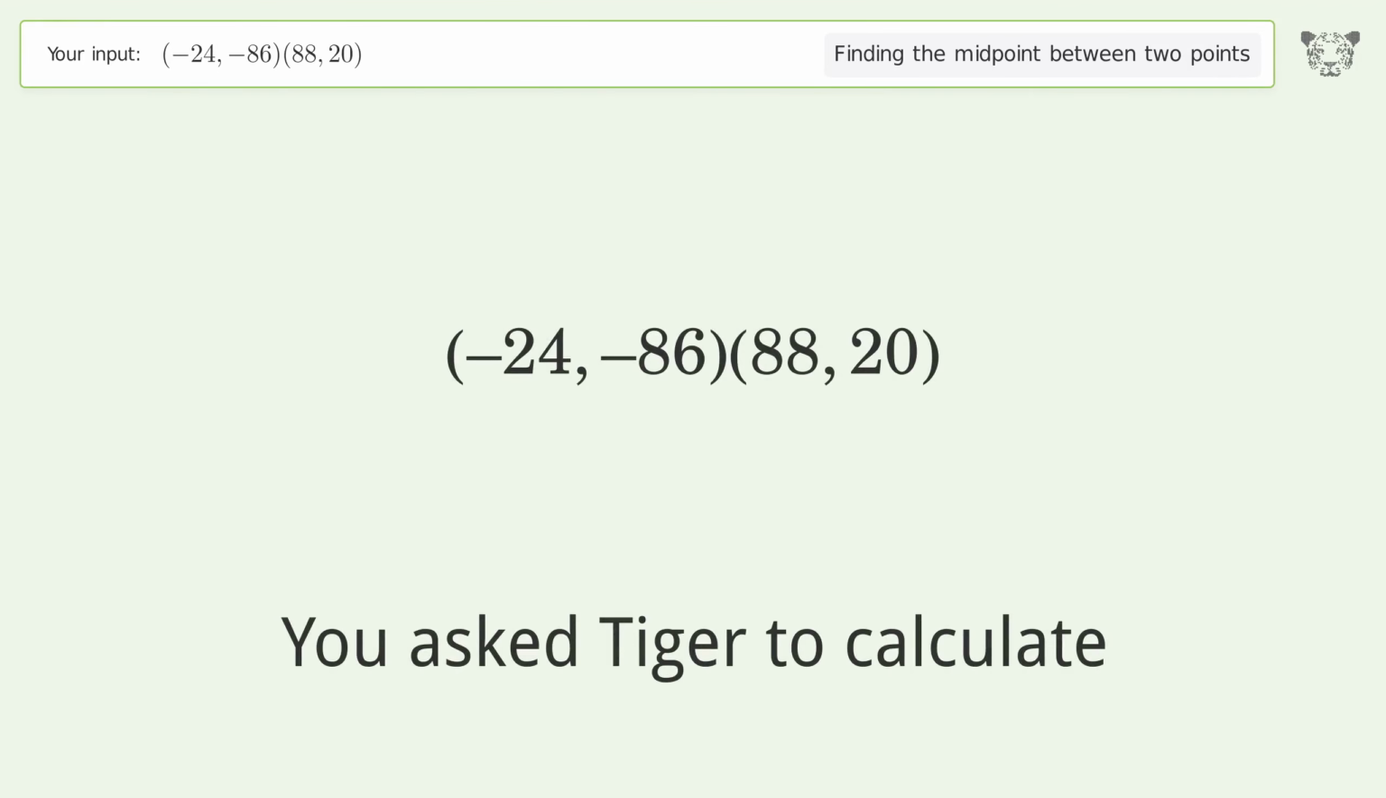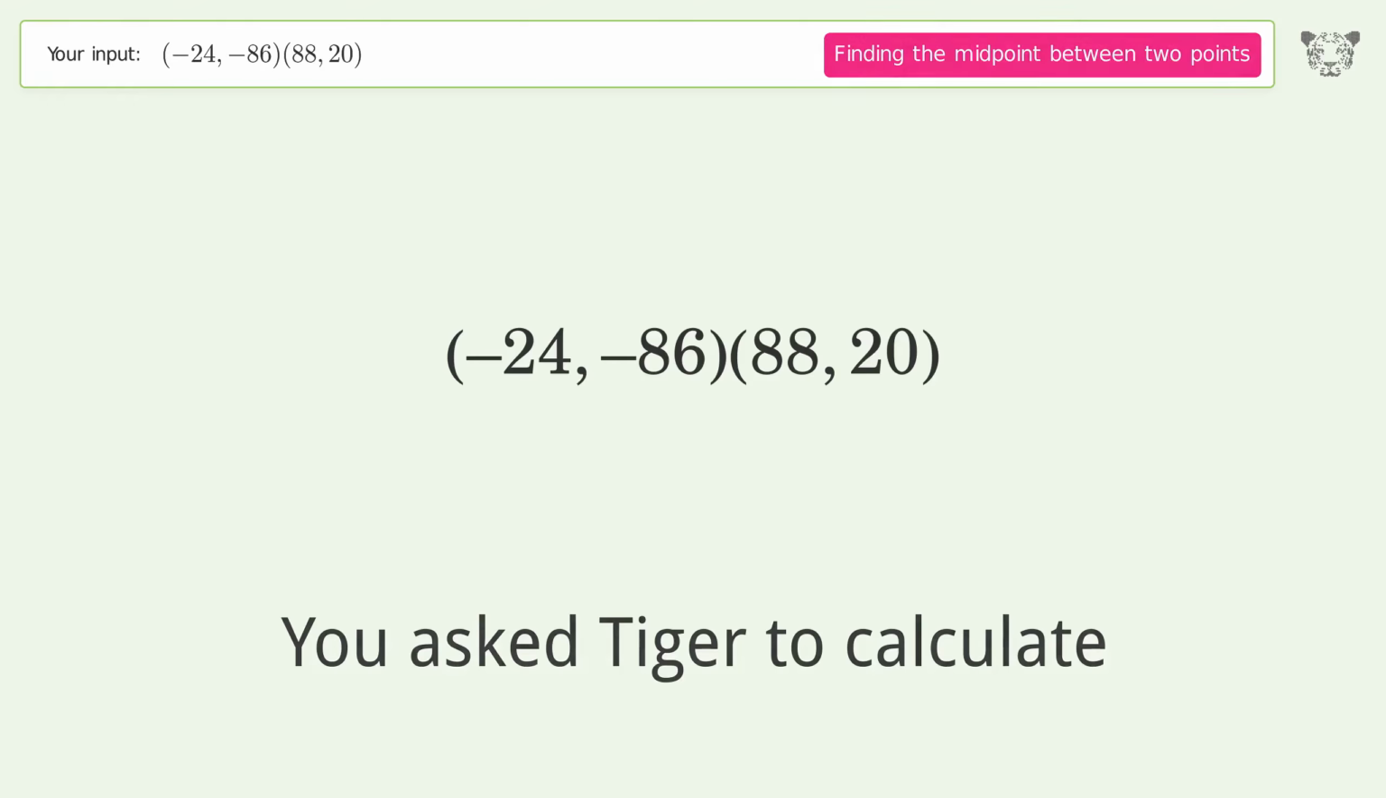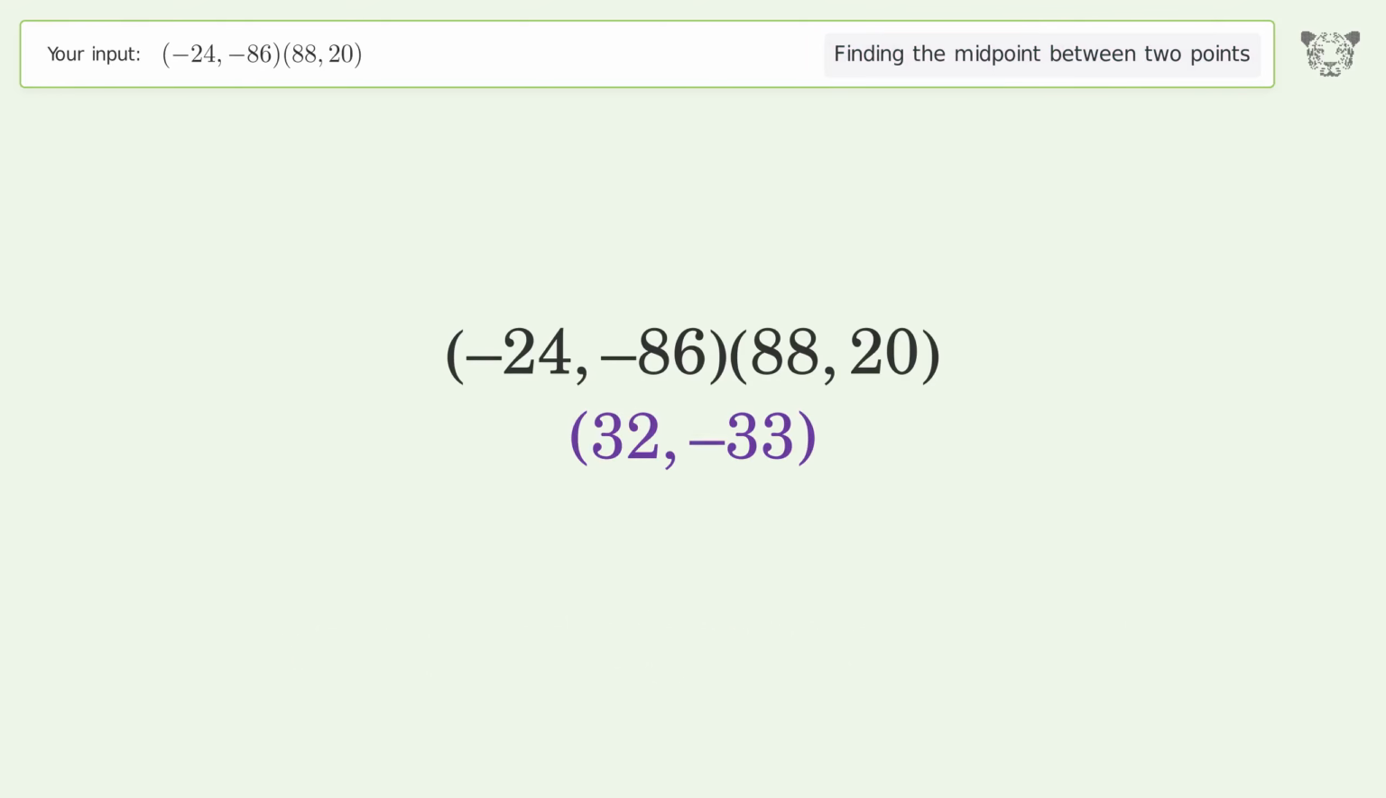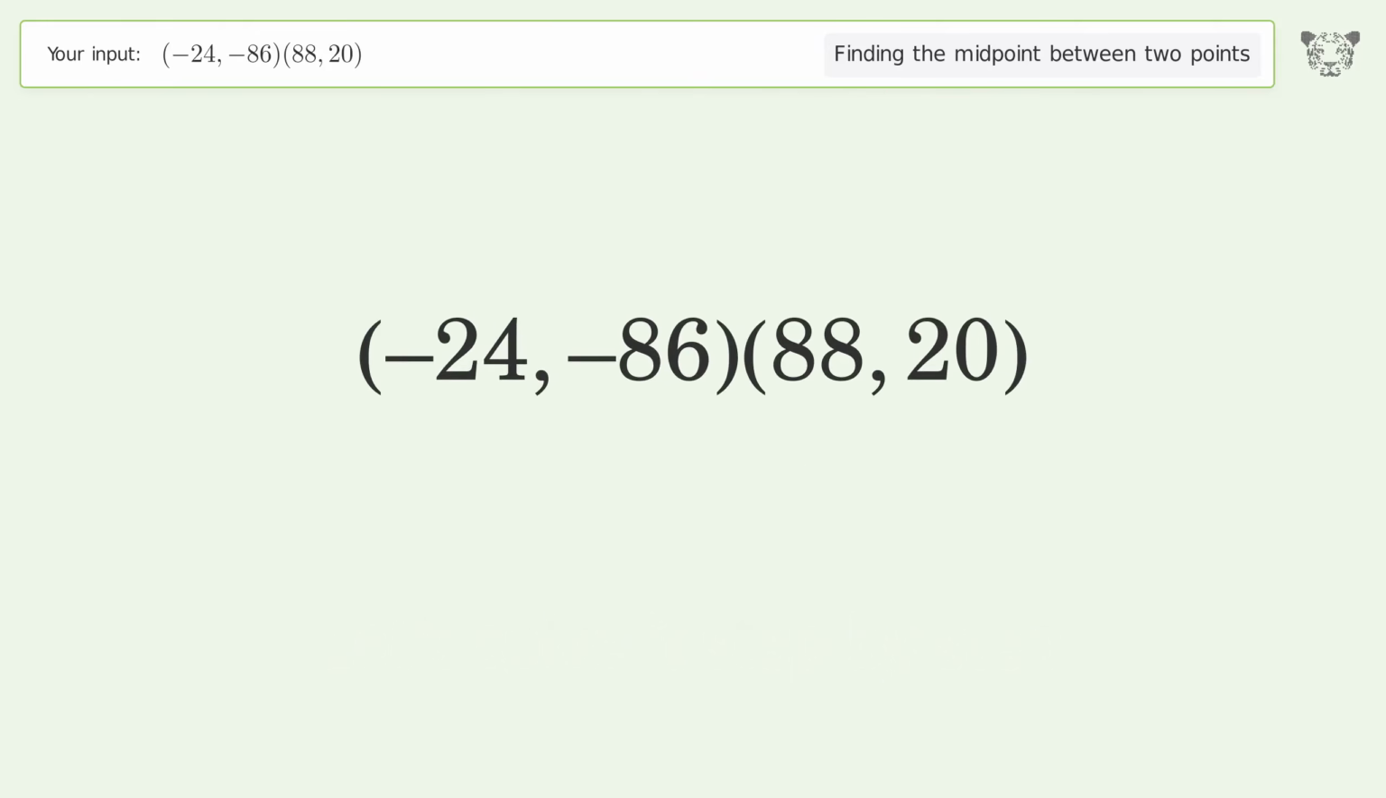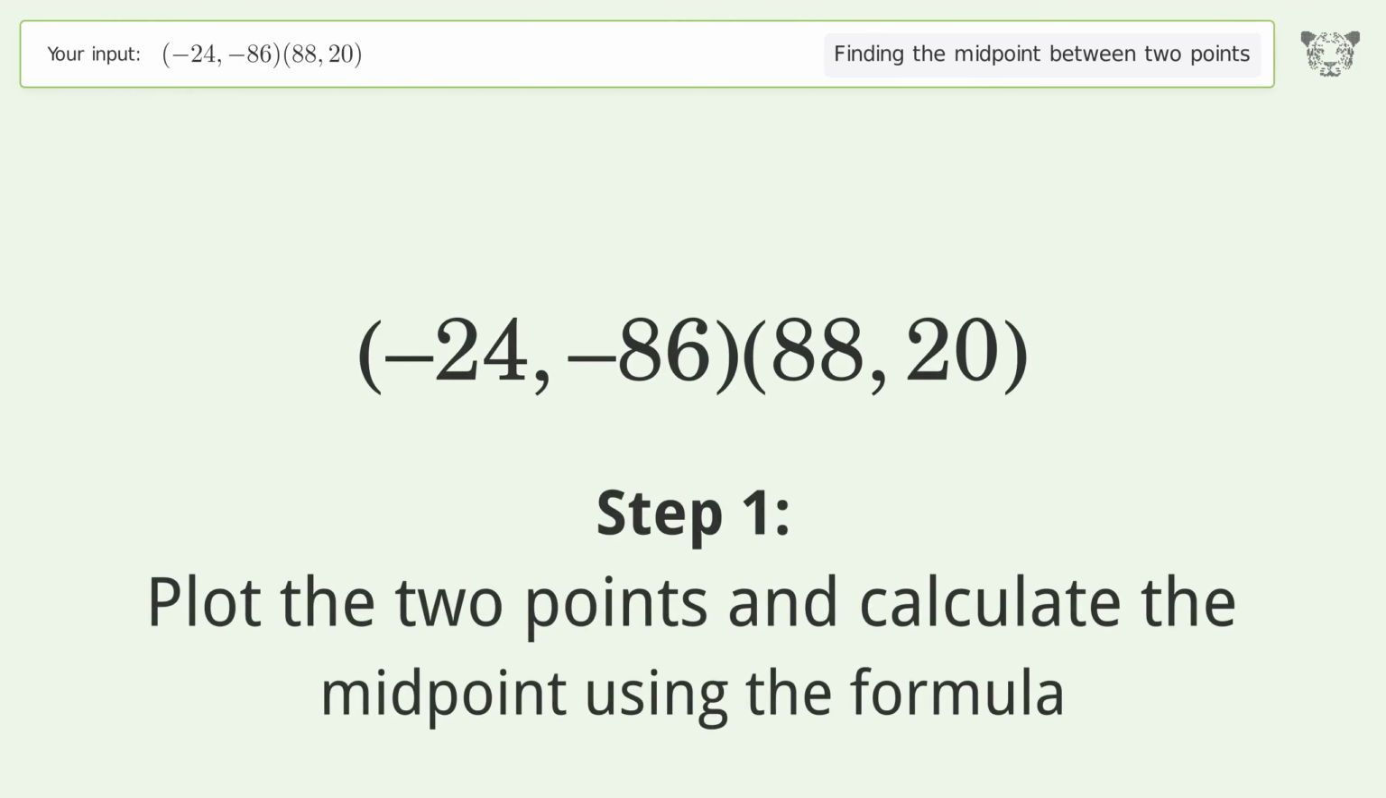You ask Tiger to calculate. This deals with finding the midpoint between 2 points. The midpoint between the 2 points is 32, negative 33. Let's solve it step by step. Plot the 2 points and calculate the midpoint using the formula.